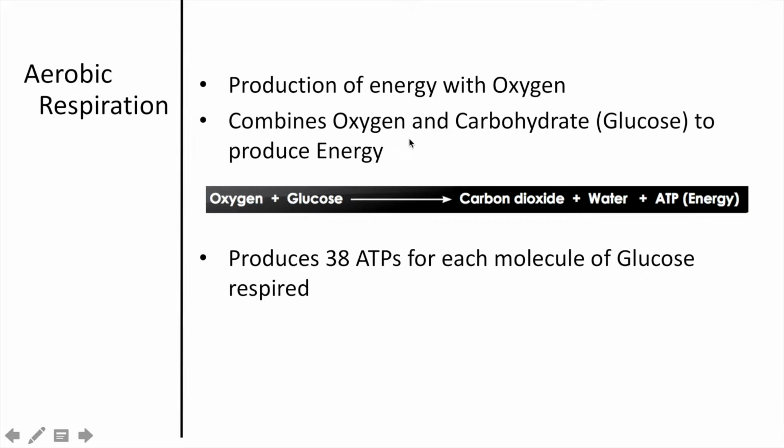This combines oxygen and carbohydrate, which in this case is glucose, in order to produce energy. Here is the word equation for this process of aerobic respiration. We have oxygen plus glucose, resulting in carbon dioxide, water, and our energy, which is known as ATP. For every one molecule of glucose that is used, it is able to produce 38 units of energy, known as ATP. This is extremely efficient.